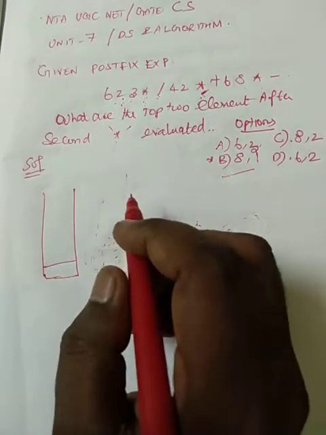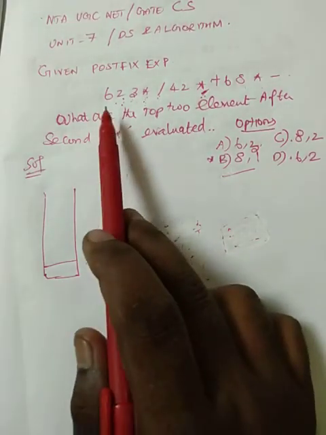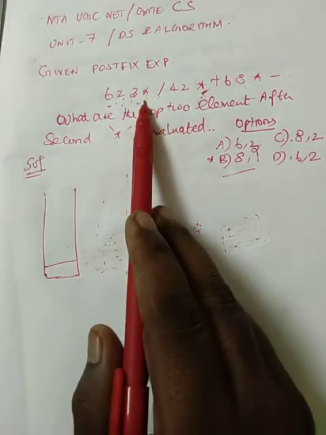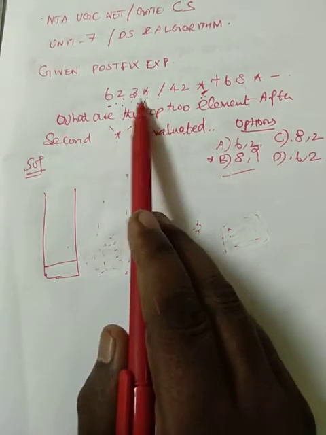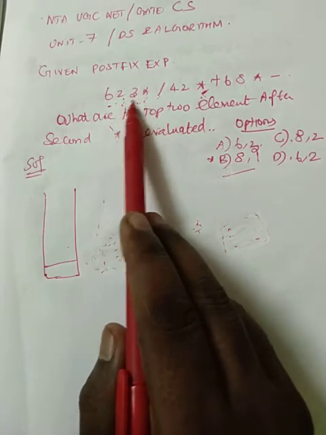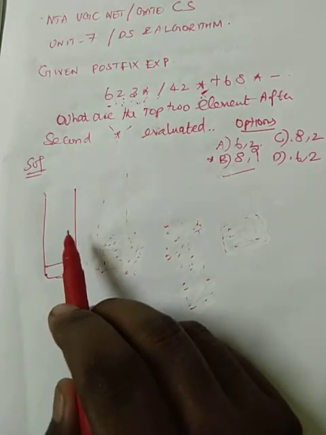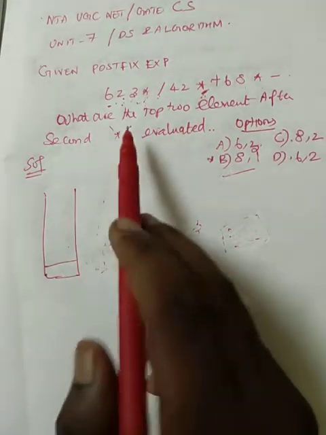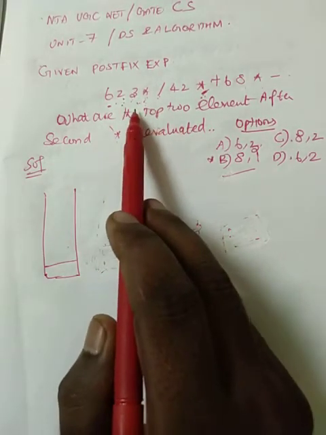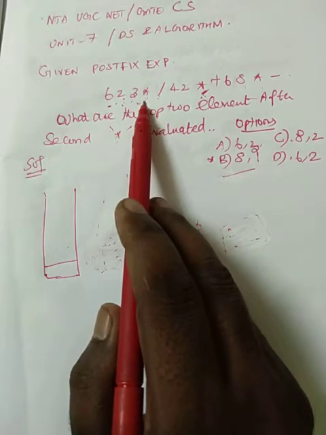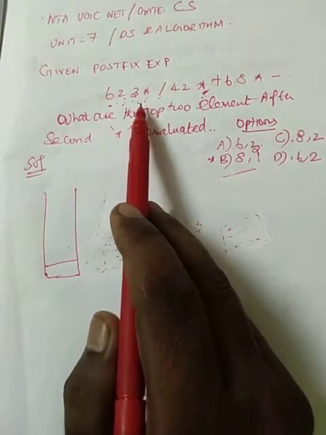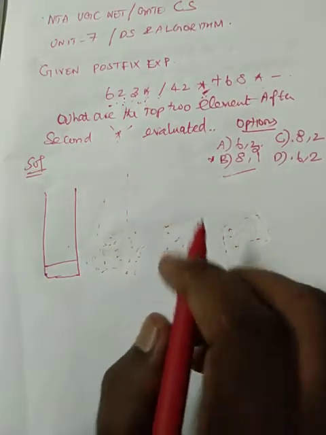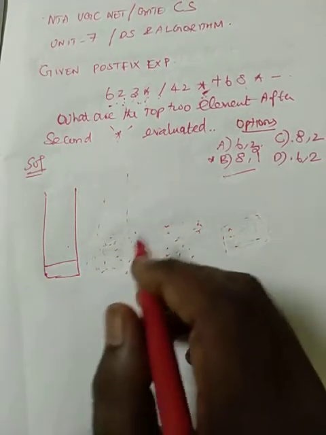The concept here is, whenever an operand comes, you push the operand. If an operator comes immediately, you pop two operands from the stack, perform that particular operator's operation, and then the result should be inserted again here. This is the way you do it. I will explain it very clearly.